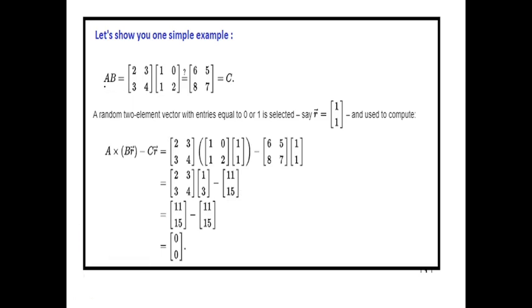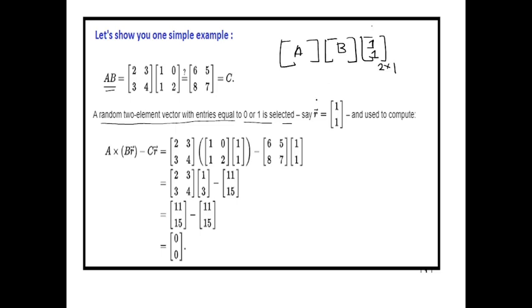We have two matrices, the order is 2 cross 2. This is matrix A, this is matrix B, and this is matrix C. This is fine, this answer is matching up, I guess. And a two random element vector with entries 0 or 1 is selected. This random matrix that I am taking is n cross 1, that means 2 cross 1: 2 rows and 1 column. We are choosing these randomly, which is 1 and 1. Let us see how this algorithm behaves.